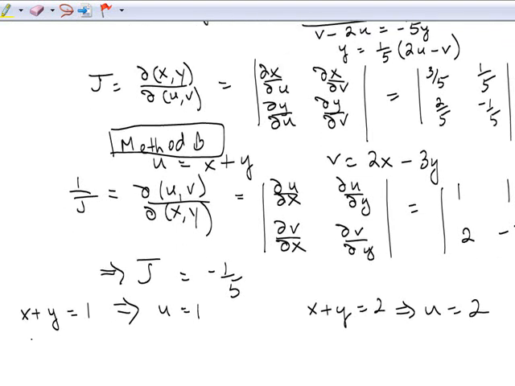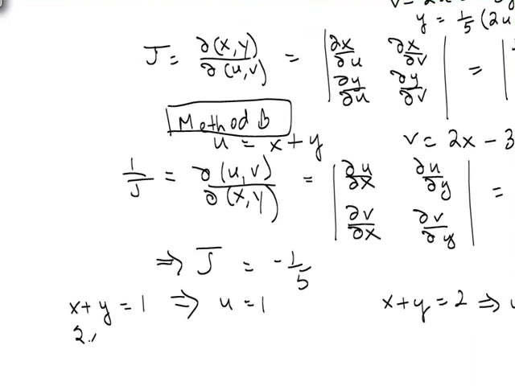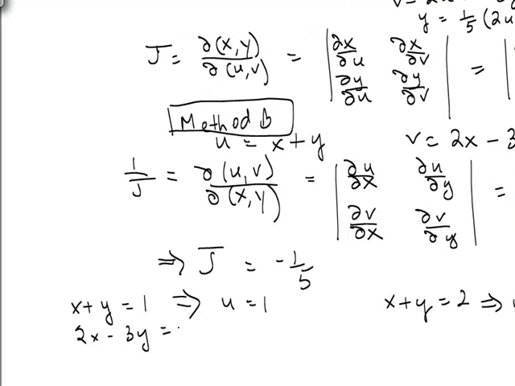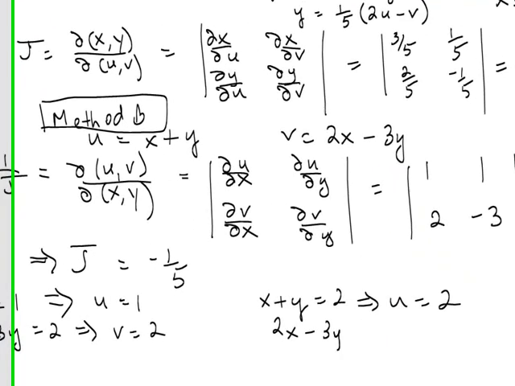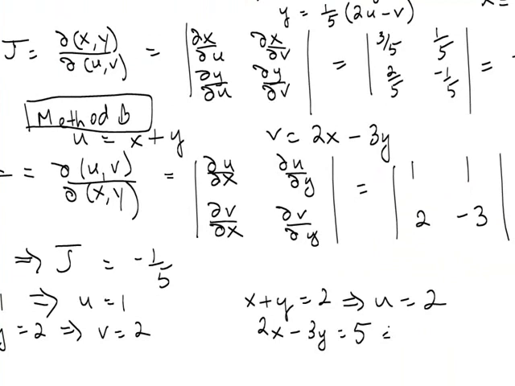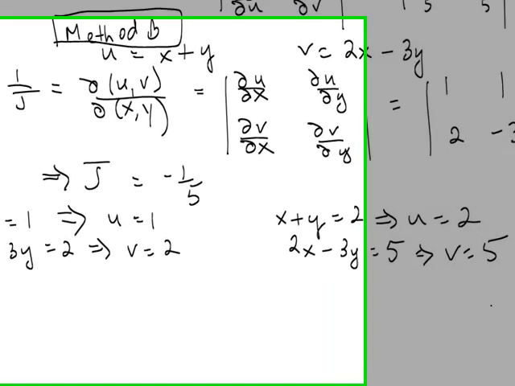Next. 2x minus 3y equals 2. That now becomes v equals 2. And finally, 2x minus 3y equals 5. That becomes v equals 5. So these are our u limits and these are our v limits. And as you can see, because they are all constants, we are integrating over a rectangle. Okay? So let's set up the integral and let's work it out.